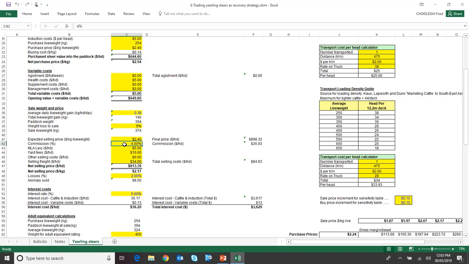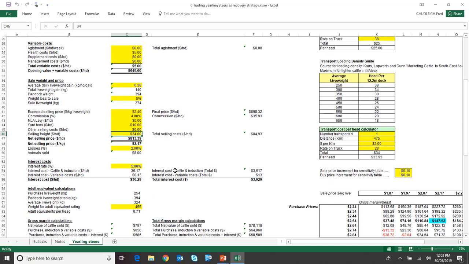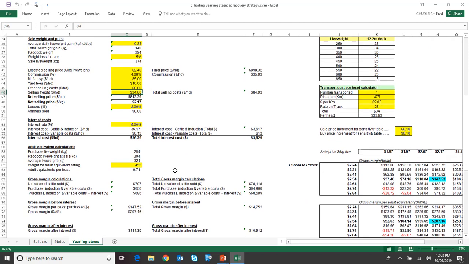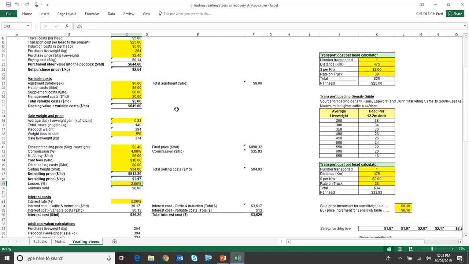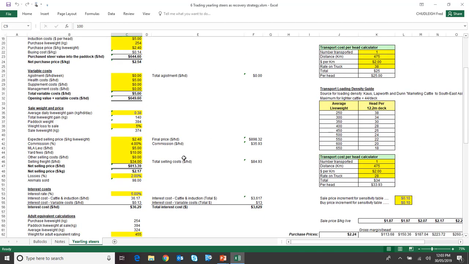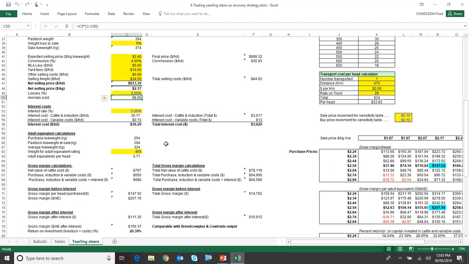Out of that will come some commission, our levies, our yard fees, and the cost of getting them from the property back to the yards to sell them. We can use our transport cost calculator to calculate that. They're slightly heavier steers, so there's less on them per deck. We probably expect some losses over the 12 months. We've nominated 2%, so we buy 100 steers and we sell 98.